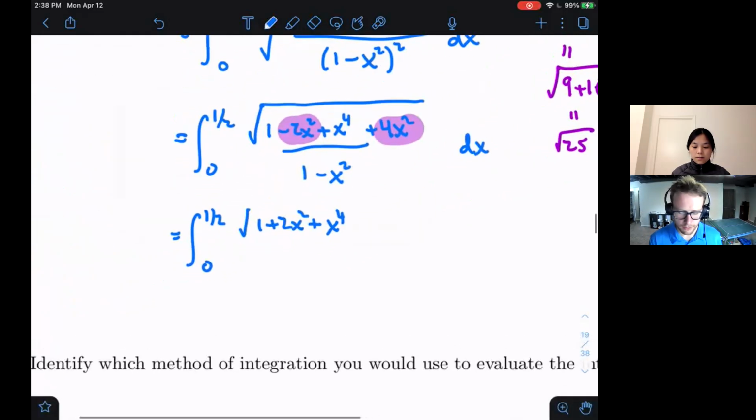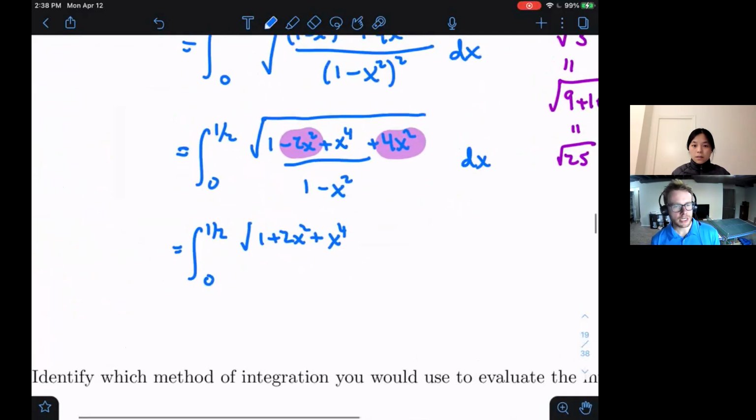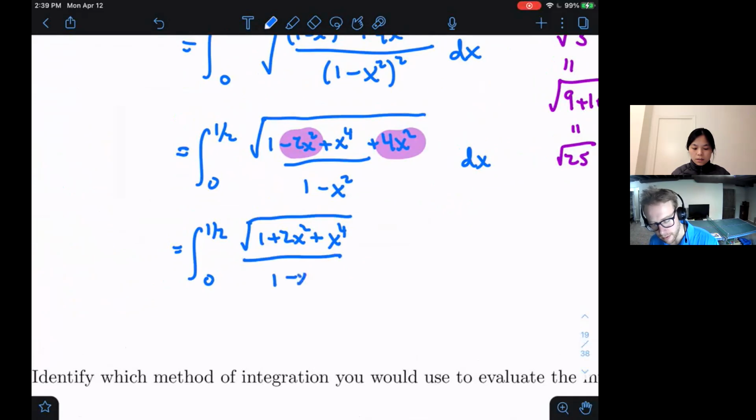So let's see where we're at. We just canceled out the negative 2x squared along with the positive 4x squared to get a positive 2x squared. And we were hoping, if things work out well, that this right here is a perfect square. And so looking at it, I'm a bit more convinced that yes, this is a perfect square.